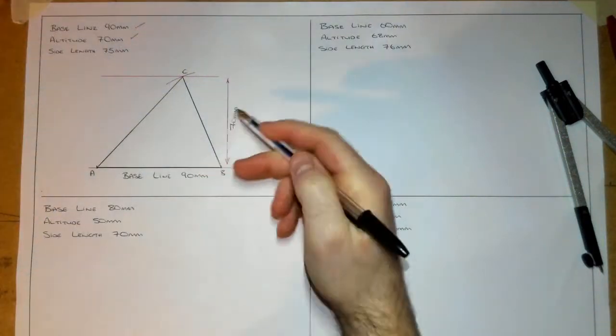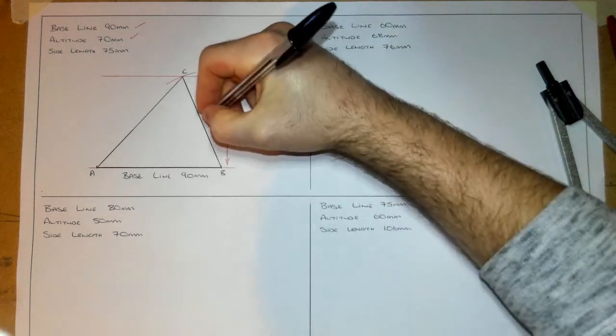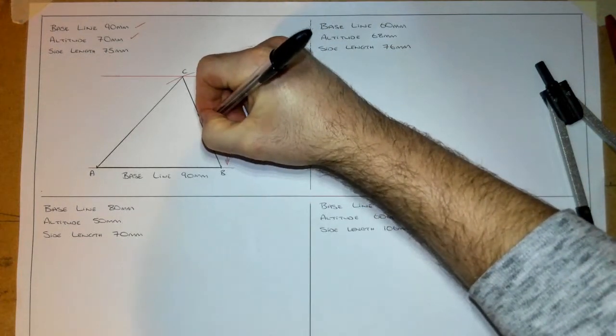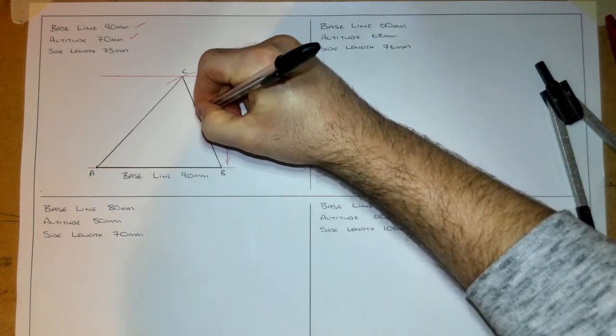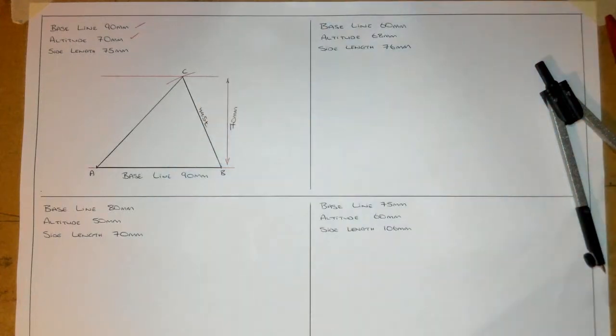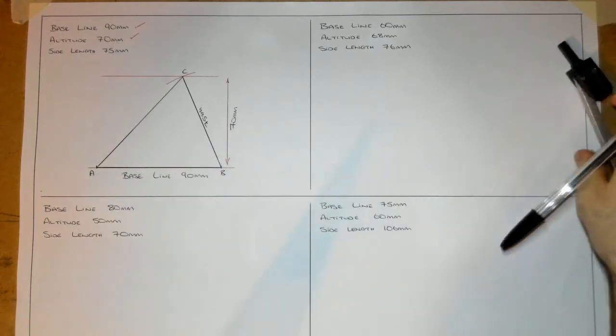Given a baseline, an altitude, and a side length of 75. I'll write that in there. 75. Okay, and there we have it. That is how we construct a triangle, given the baseline, a height, and a side length, or an altitude, I should say.